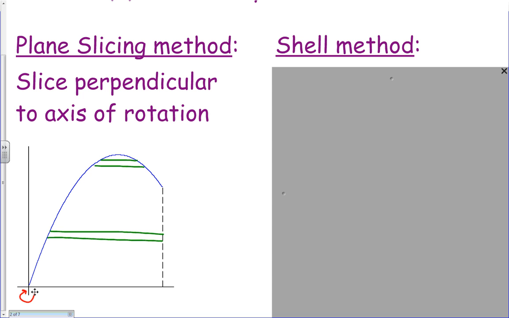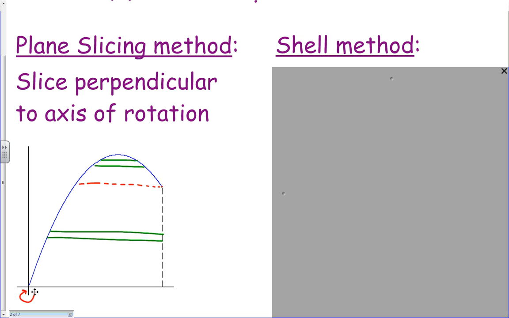In fact, this y value right here is the key value where it switches between the two. Now I could certainly use that method to find the volume of this thing when I rotate it around the y-axis, but I'd have to split this up into two separate integrals to do it: the bottom slice versus the top slice.